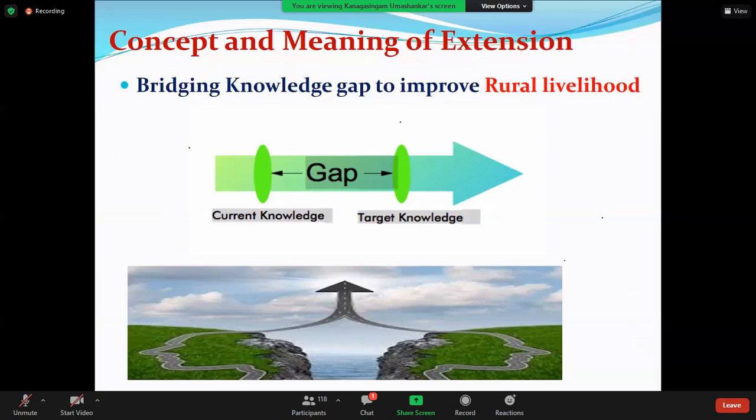The slide is not responding. Why is that? Give me a minute. I don't know why. What is happening here? Okay. Okay, now.